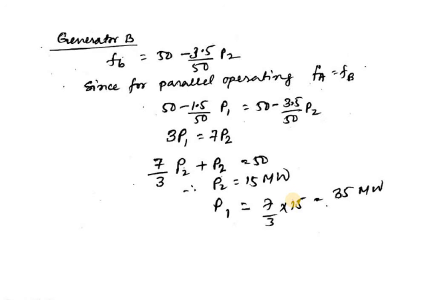Comparing these two, we get P1 equals 7 by 3 P2. We put this in place of P1 in P1 plus P2 equals 50. And from there we get that P1 equals 35 megawatt and P2 equals 15 megawatt. These are the things we have got: by sharing between the two alternators, this amount of power will be shared by alternators A and B.